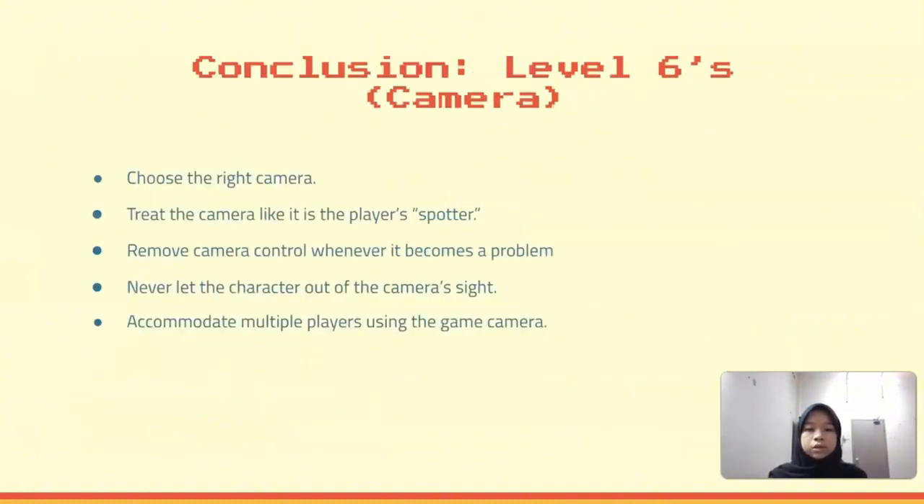So this is the conclusion from Level 6. Make sure to choose the right camera for your game. For example, use Hollywood style camera angles and shots to heighten the game visuals and drama. Treat the camera like it is the player's spotter. Never let the character out of the camera's sight. Remove the camera control whenever it becomes a problem, and accommodate multiple players using the game camera.